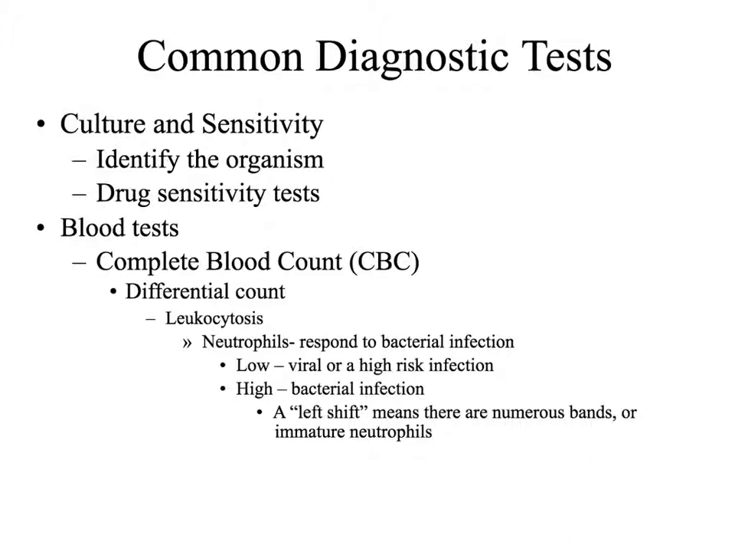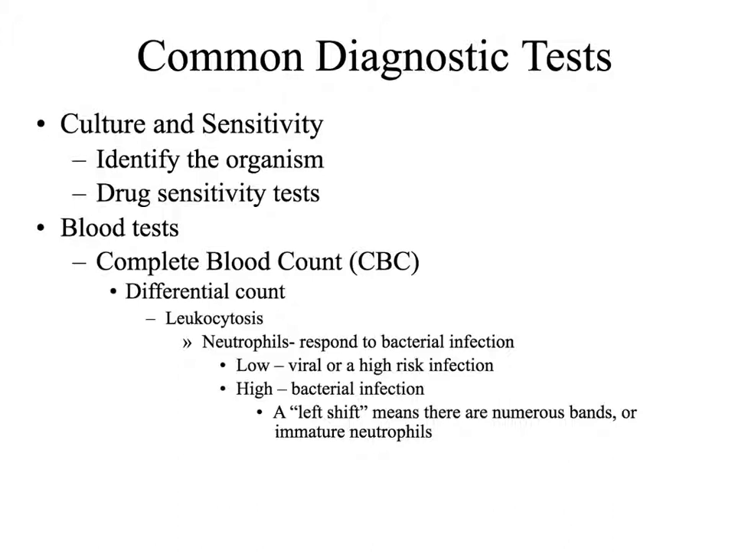We'll talk about the complete blood count. When you get a complete blood count, you get a measure of red blood cells and white blood cells. For infection, we're worried about white blood cells, which are called leukocytes. It's called leukocytosis when you have an excess number of leukocytes, right? Within the leukocyte numbers, we often get what's called a differential. So you'll see it, the doctor might order a CBC with differential.